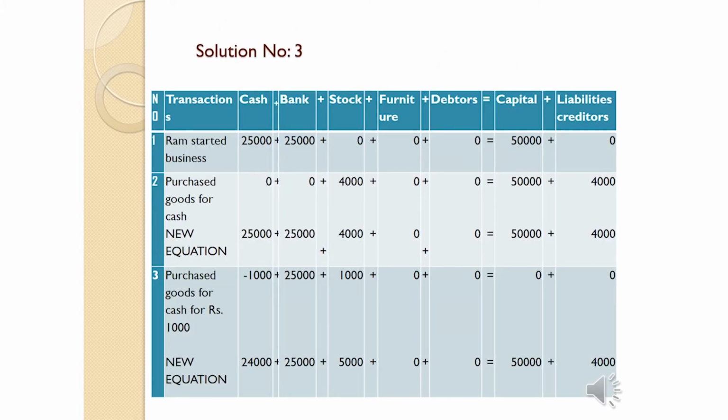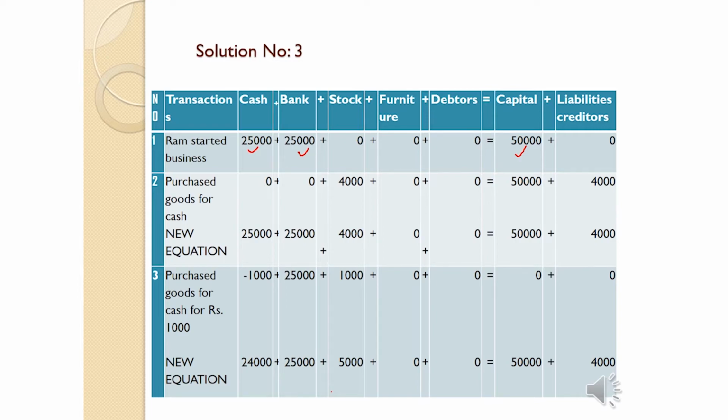Let us see now the solution of the problem. Here first one is Ram started the business. First transaction is Ram started business by way of cash 25,000. So increase the value of cash. Then bank balance is also increased. So the capital value is 50,000. So they invested capital of 50,000.